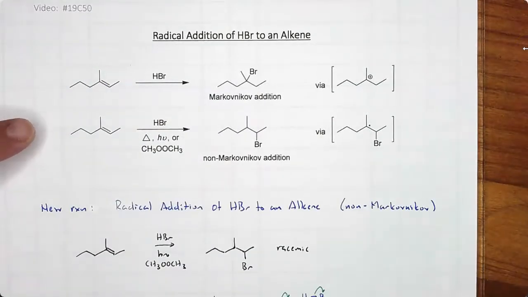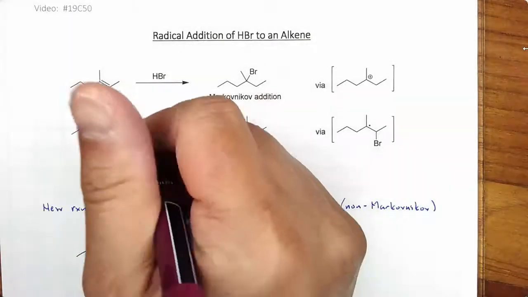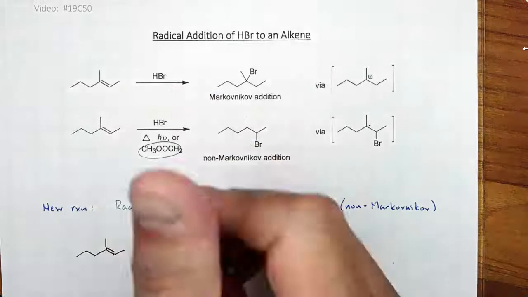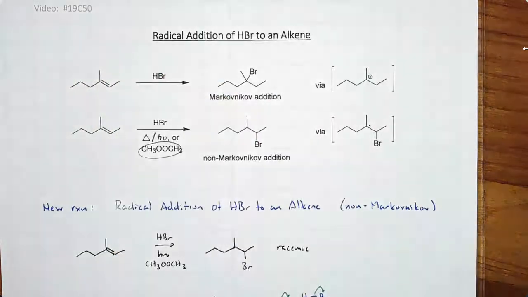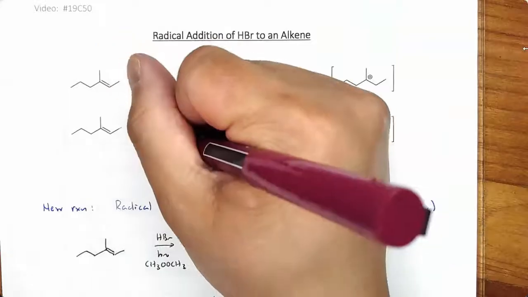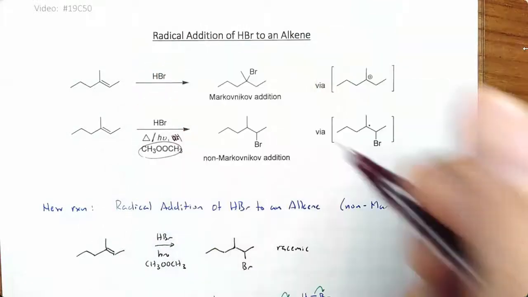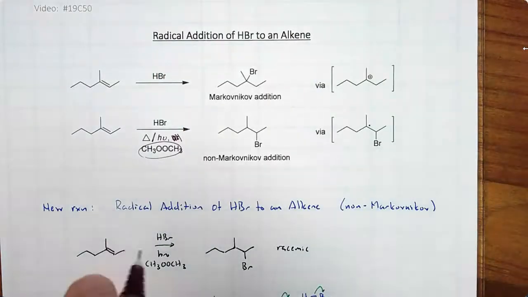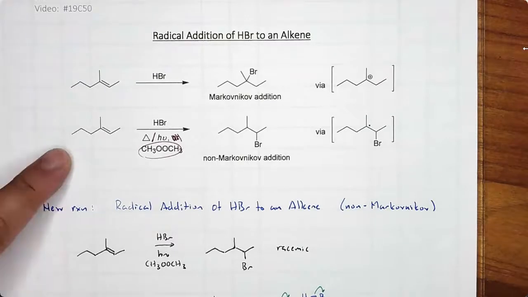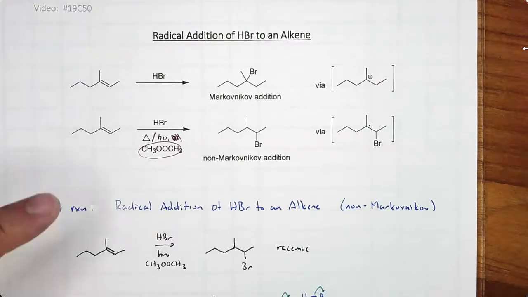For the radical mechanism where we add HBr in a non-Markovnikov fashion, I actually have a typo. I misspoke. We definitely need peroxides and either heat or light with those peroxides. Let's get rid of this "or". And that will put us into the radical mechanism pathway.